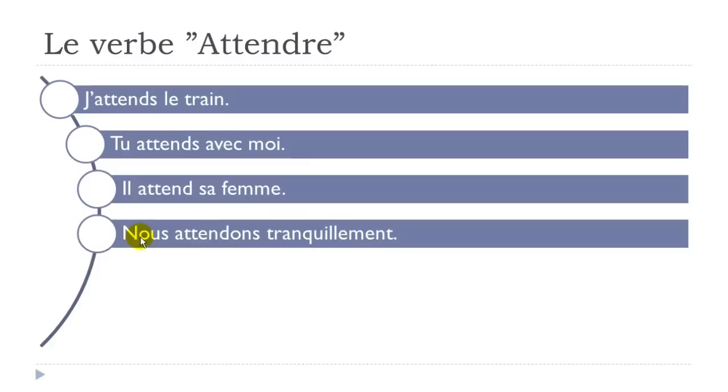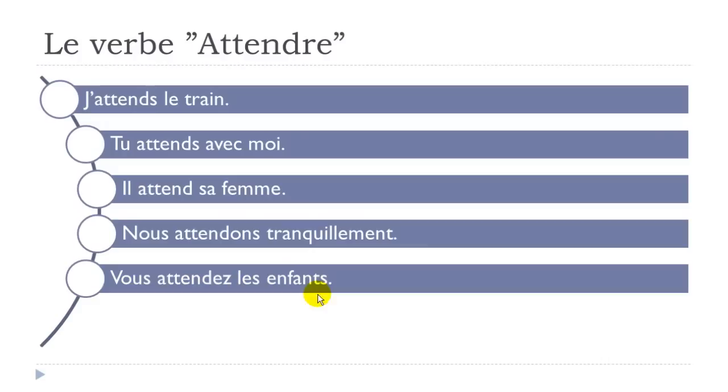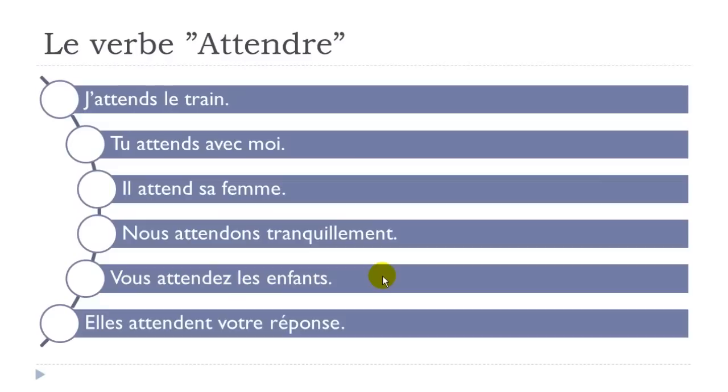Vous attendez les enfants. Okay? Children, les enfants. Vous attendez les enfants. Elles attendent votre réponse. Réponse, answer, and then remember, votre, it's the possessive, your. Elles attendent votre réponse. Okay?